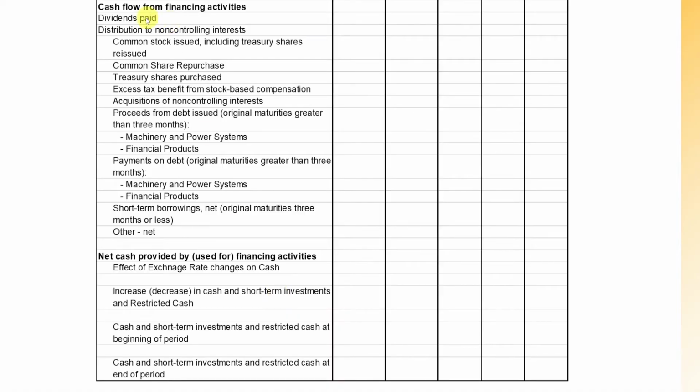After that, we shall go and try to find out our cash flow from financing activities. Now, in the cash flow from financing activities, all the financing activities just like dividend paid, capital raised, and so on will be shown here. So I'm just going through it. Dividend paid will be shown here, and distribution to non-controlling interest will be shown, and common stock issued, including any treasury securities reissued, common shares repurchased, treasury shares purchased, excess tax benefit from stock-based compensation, acquisition of non-controlling interest, and there are a lot of other items which are of financing nature.